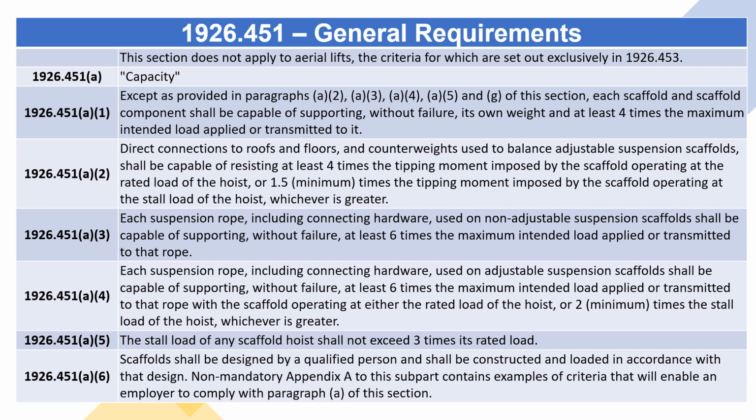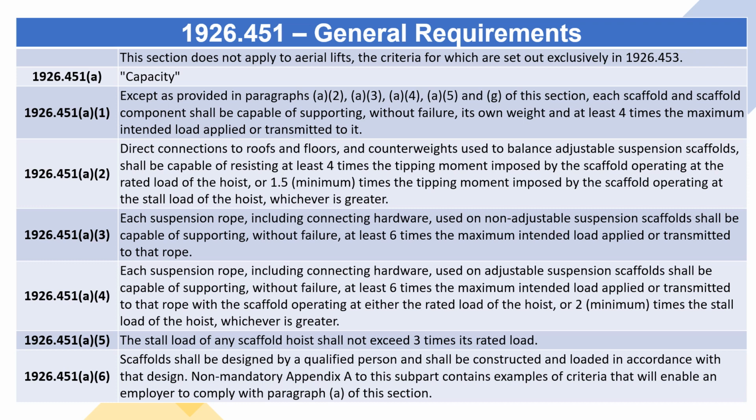1926.451(a) Capacity. 1926.451(a)(1), except as provided in paragraphs (a)(2), (a)(3), (a)(4), (a)(5), and (g) of this section, each scaffold and scaffold component shall be capable of supporting, without failure, its own weight and at least 4 times the maximum intended load applied or transmitted to it. 1926.451(a)(2), direct connections to roofs and floors, and counterweights used to balance adjustable suspension scaffolds, shall be capable of resisting at least 4 times the tipping moment imposed by the scaffold operating at the rated load of the hoist, or 1.5 minimum times the tipping moment imposed by the scaffold operating at the stall load of the hoist, whichever is greater.